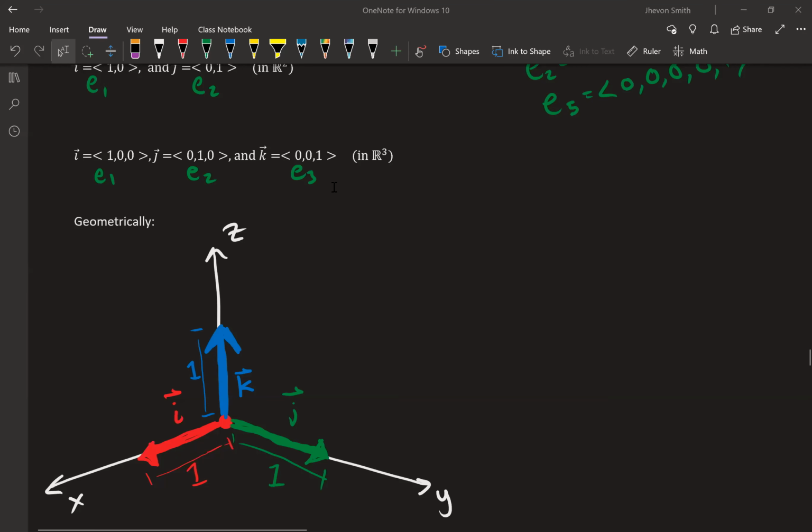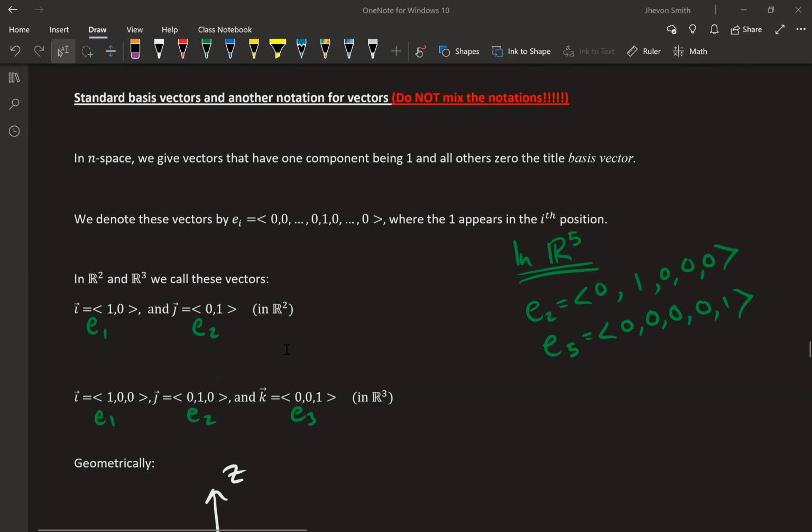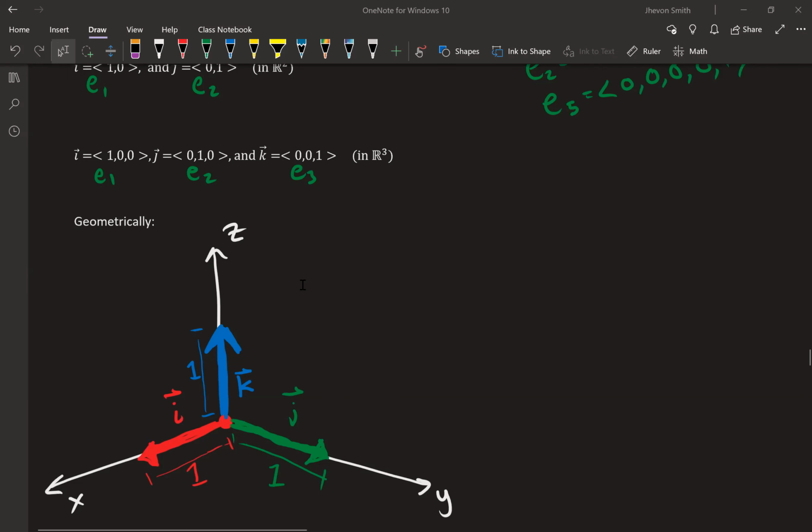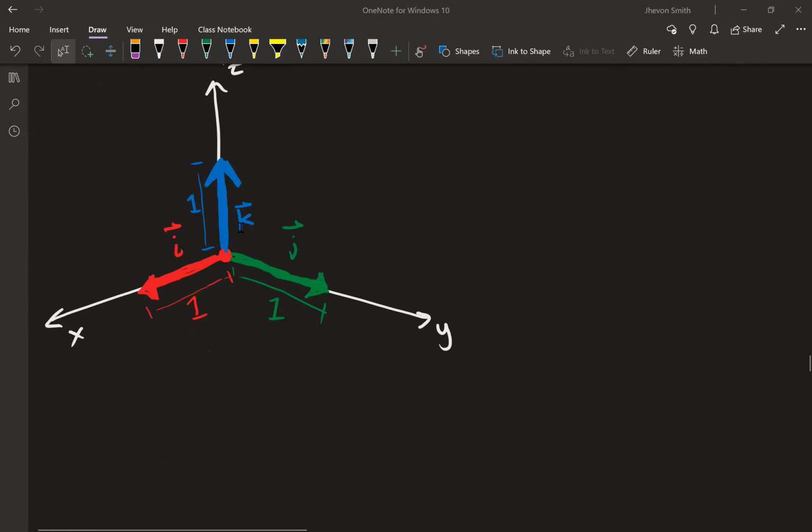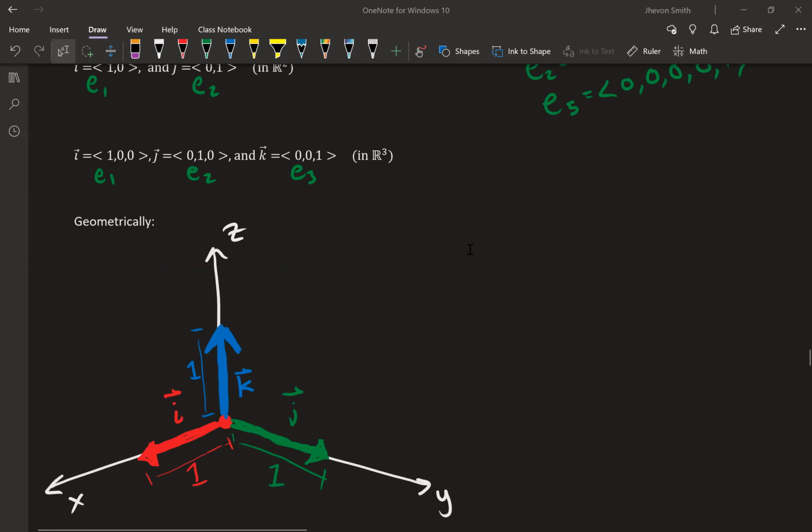So these guys, the i, j, k, and in general, the standard basis vectors, but you really only need to know about i, j, and k for this class. These guys are unit vectors that are literally running along axes in your n-dimensional space. So for 3D space, there are 3 of them. For 2D space, there are 2 of them. For n-dimensional space, there are n of them. And they're just unit vectors, vectors of length 1 that run along the axes.